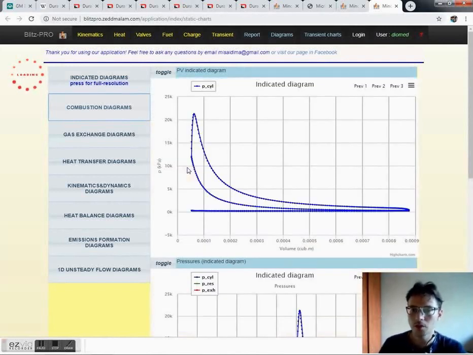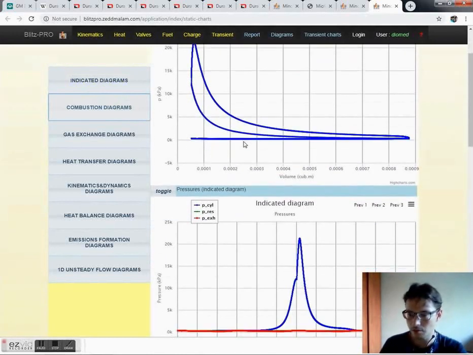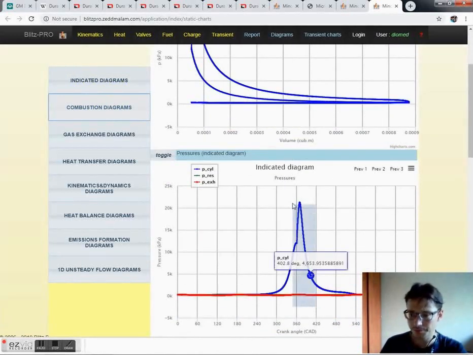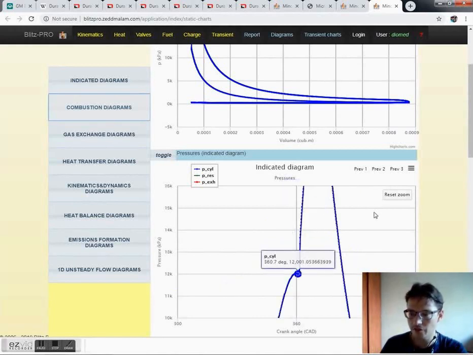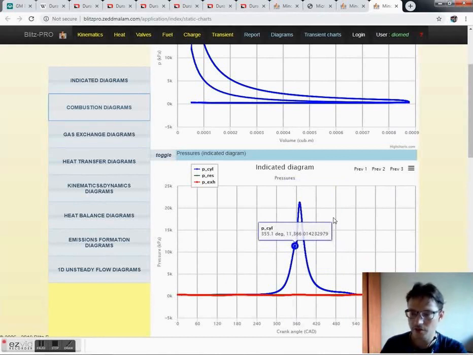We can switch it to high resolution because we want to investigate some things about the combustion processes. As we can see, after fuel ignition, the combustion occurs very fast, so the pressure rises very rapidly, and at the beginning we can see a very fast rise of pressure in the cylinder, which causes this knocking.